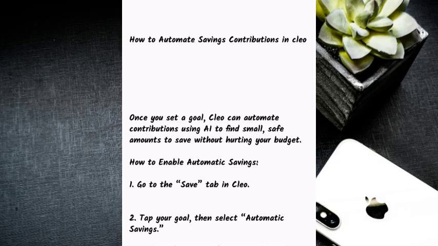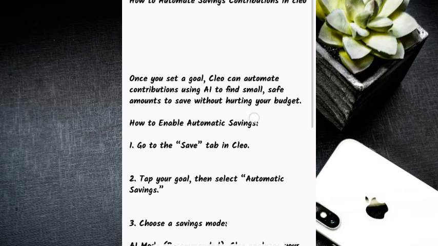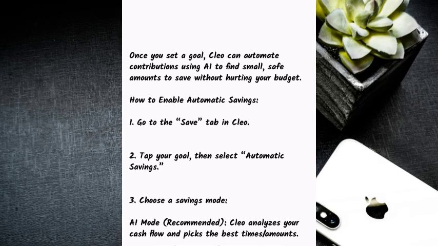First thing you got to do is, of course, open up the Cleo app and then go to the Save tab. Once you're there, tap your goal, and then select automatic savings. Now you're going to need to choose a savings mode.